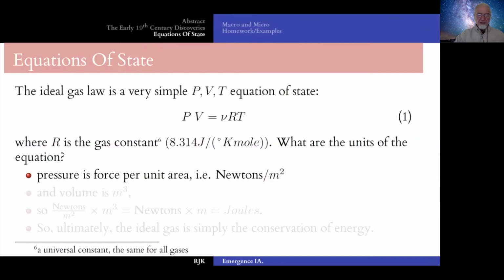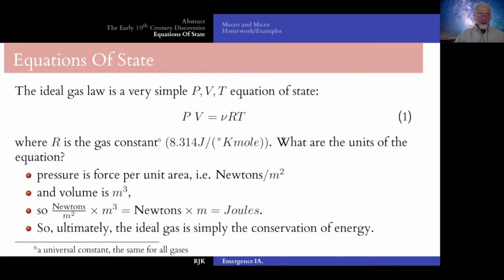So what are the units of the equation? Pressure, of course, is force per unit area, so it's newtons per meter squared. Volume is meters cubed. So when you take the pressure times the volume, you have newtons per meter squared times meters cubed, which gives you newtons times meters, which gives you energy in joules. So ultimately, the ideal gas law is simply a conservation of energy.